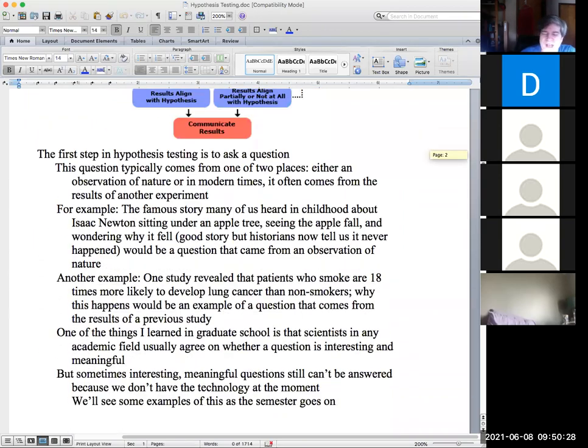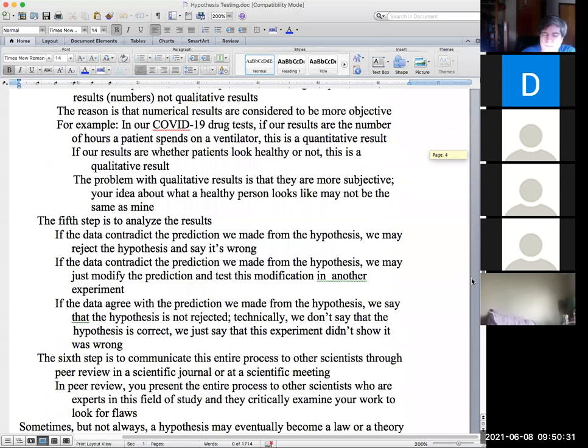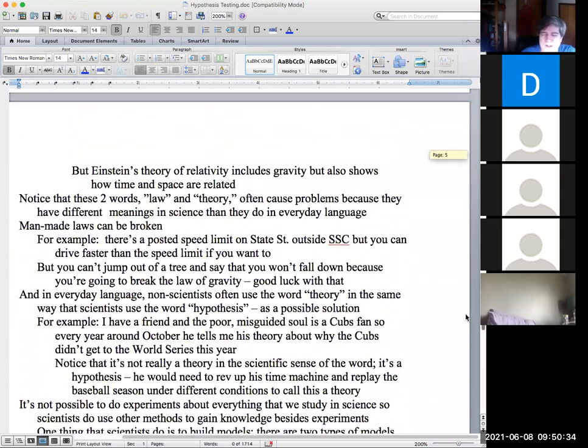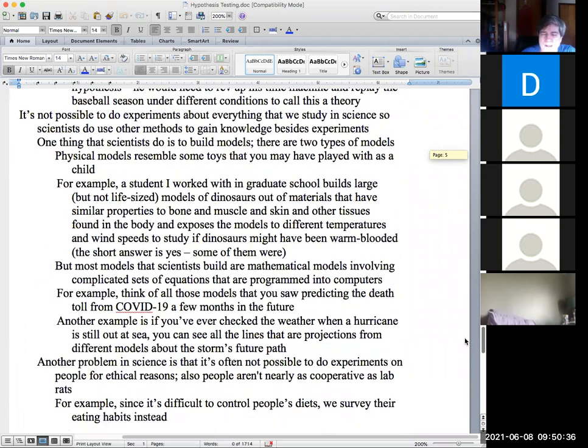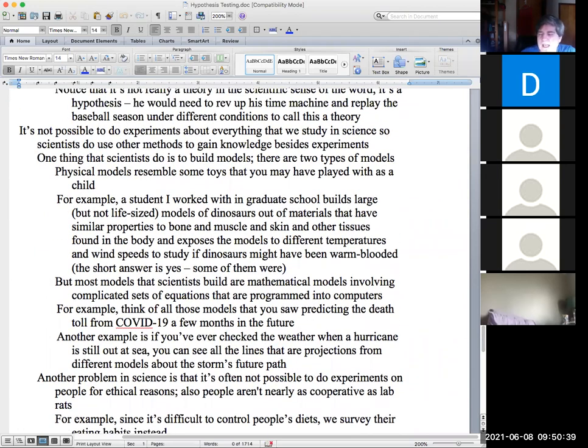So how else can scientists get their knowledge? And I'm skipping over some of the steps, but when we can't do experiments, one of the things that scientists do is build models. And there are two different types of models. There are physical models. So you could think of if you ever assembled toy cars or airplanes or some of the Star Wars fighters or something like that when you were a kid.